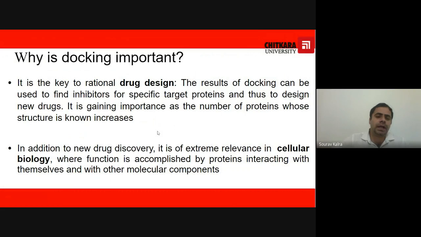So why is docking important? Docking is important because it helps in rational design. Rational design means we can design a compound targeting a particular amino acid, and go in that direction using this technique. It is also relevant in cellular biology, where two proteins interact in our body. Protein-protein docking lets us find out how these proteins interact with each other and with other molecular components.